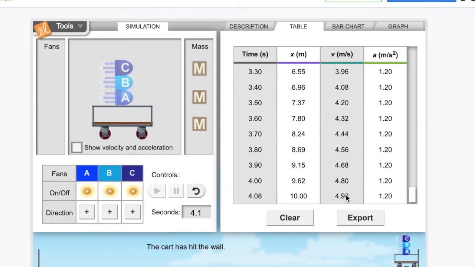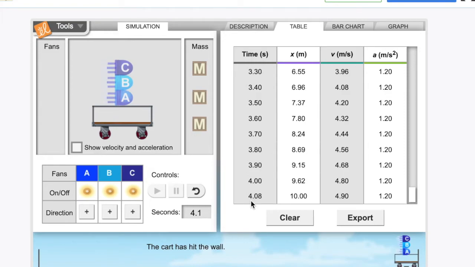And how long did it take the cart to reach the end of the track? 4.08 seconds. So here's your velocity, here's your time. Acceleration is how the velocity has changed. So they want to know what is the acceleration of the cart. And they tell you how to do this. You divide the final velocity by the time. So 4.9 divided by 4.08, and you should get 1.2 meters per second squared.